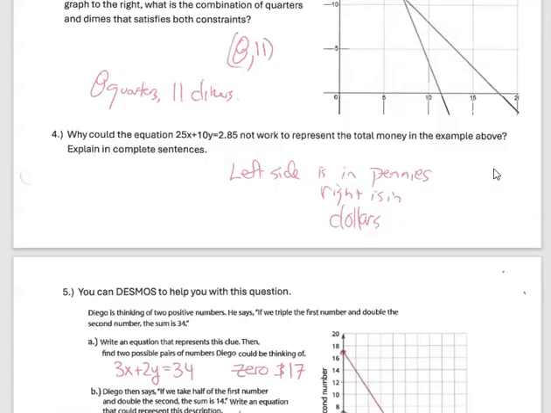Number 4, why is the equation 25x plus 10y equals 2.85 not representing the situation above? Well, the whole left side is talking about pennies and the right side is talking about dollars, and you cannot mix those. If you think that that's all pennies, it's saying that you have 2.85 pennies. Or that's saying it's $25 per quarter, which just makes no sense.